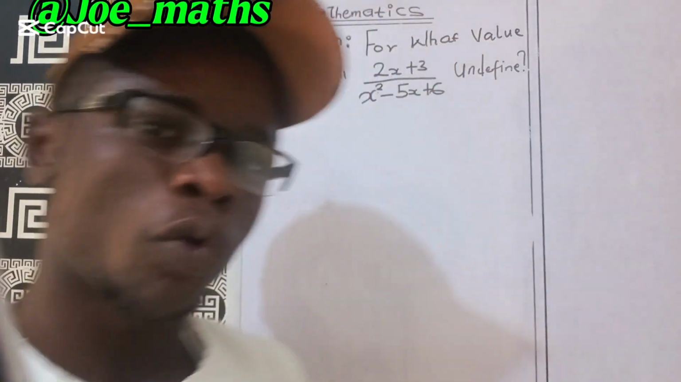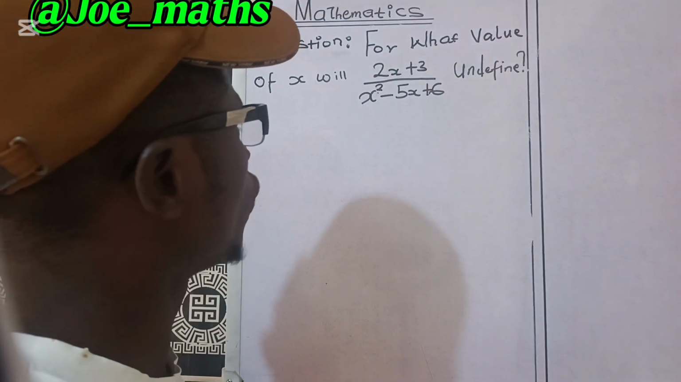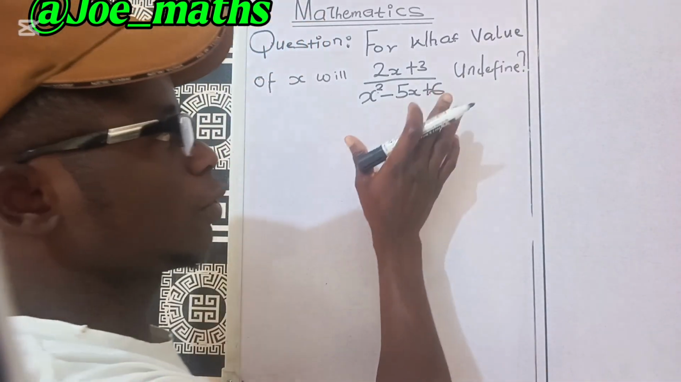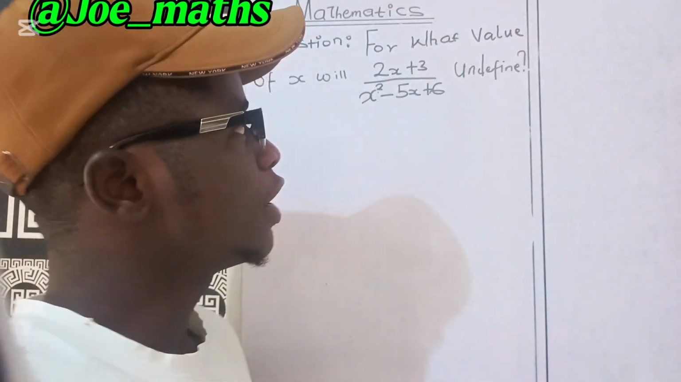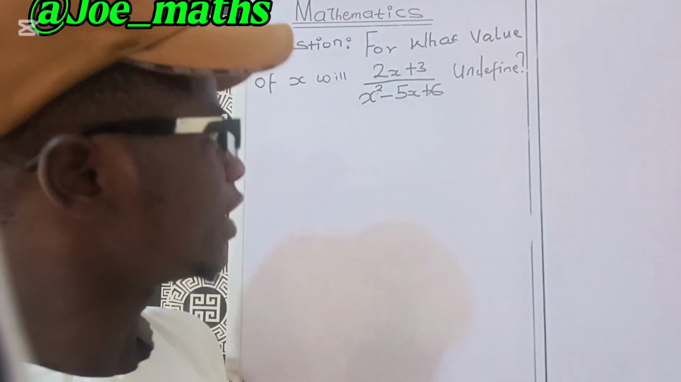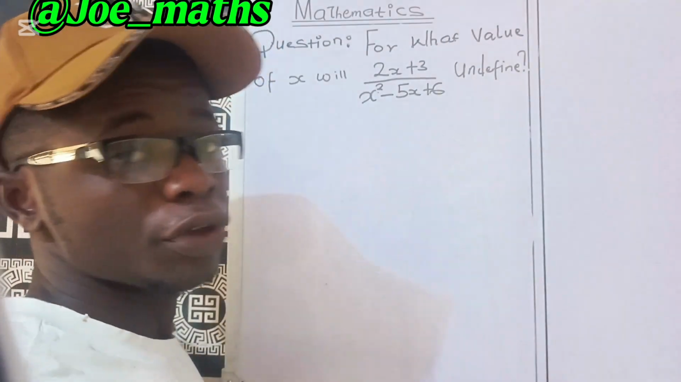Let's consider this question. We are asked: for what value of x will (2x + 3)/(x² − 5x + 6) be undefined? If you have this kind of question before you, for it to be undefined, it means that the expression we have at the denominator must be equal to 0.